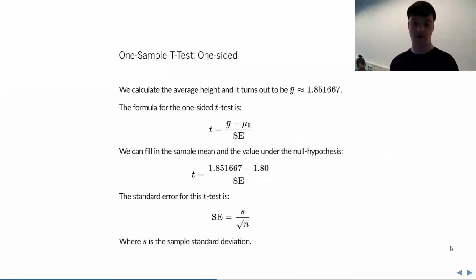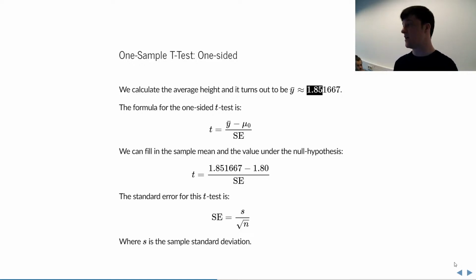Now, what we're going to do is we're going to calculate this t value. So first we calculate the mean, which we already saw in the previous lecture, which happened to be about 1.85. We subtract the mean under the null hypothesis. So, okay, there is a difference of 5 centimeters, but we don't know if it's significant. And then the only thing we have to do is divide it by the standard error to get a t value.